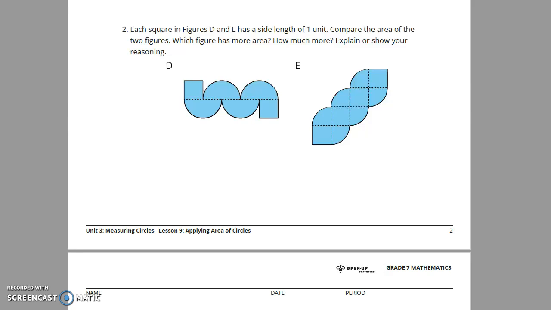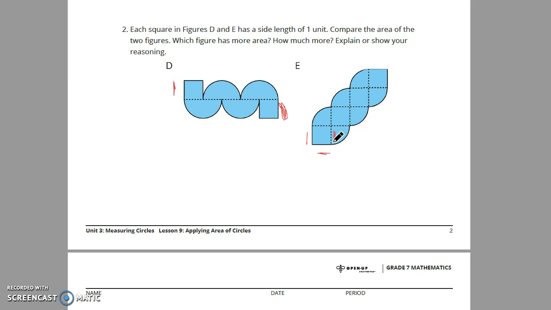So figures D and E each have a side length of 1. That means our little guy right here is 1, 1, 1, 1, 1. Okay, compare the area of the two figures. Which figure has more area? How much more? Explain or show your reason.